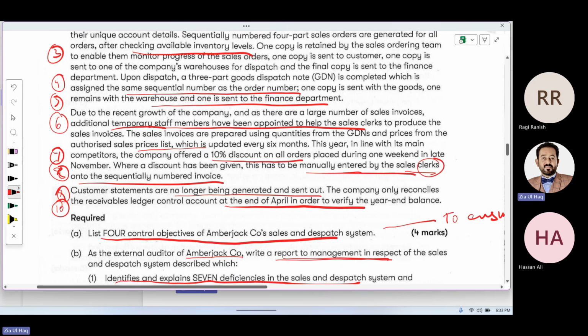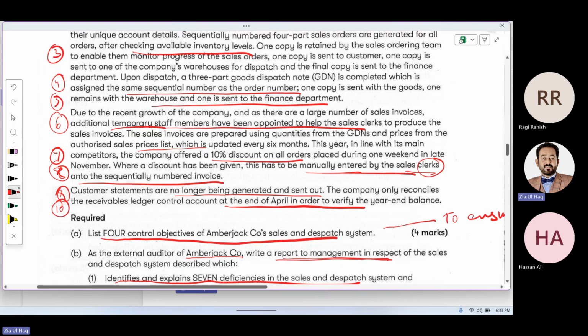Because after deducting the discount, you are preparing the net sales value, so there could be errors. So invoices should be prepared, automated through a system to avoid human errors. And a person other than the clerk, like a sales manager, should be responsible for deciding and allowing discount to the customer.